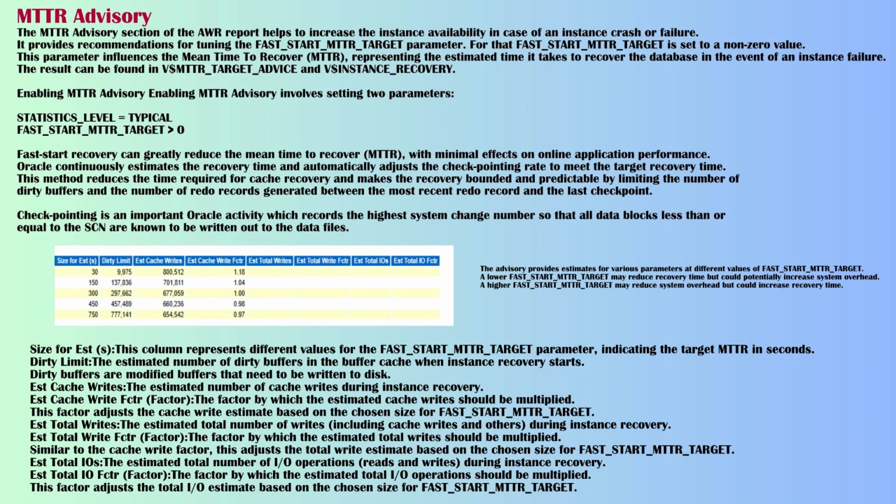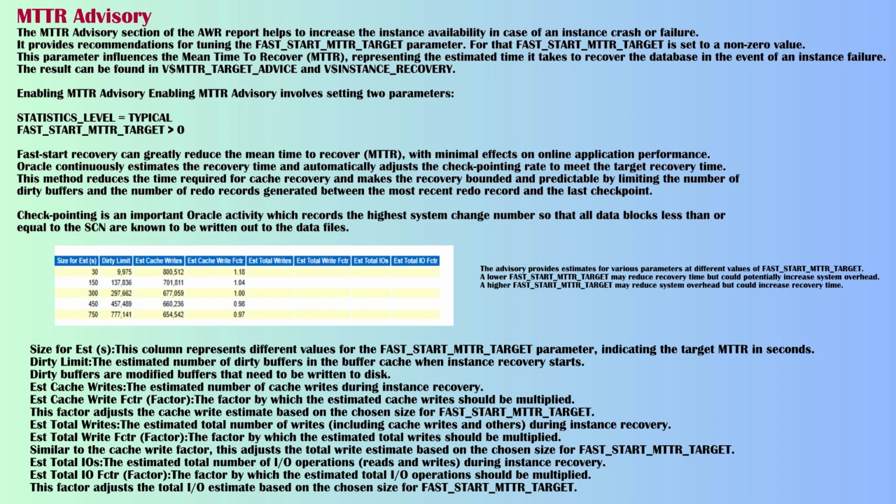MTTR Advisory. The MTTR Advisory section of the AWR report helps to increase the instance availability in case of an instance crash or failure. It provides recommendations for tuning the fast_start_mttr_target parameter. When fast_start_mttr_target is set to a non-zero value, this parameter influences the mean time to recover, MTTR, representing the estimated time it takes to recover the database in the event of an instance failure. The result can be found in V$MTTR_TARGET_ADVICE and V$INSTANCE_RECOVERY.